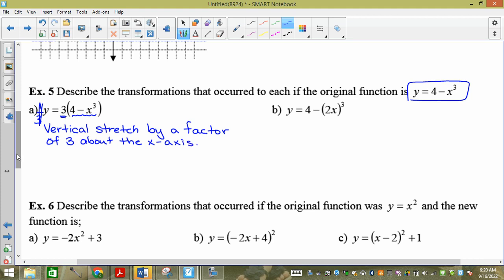Verticals never switch. If you move it into y equals, your vertical numbers will stay the same. You'll move up or you'll move down. If it's positive or negative, you'll stretch by whatever the number is. Mapping, what is this? X, y becomes no change in x. What happens to my y? 3y. Mapping words, same numbers.